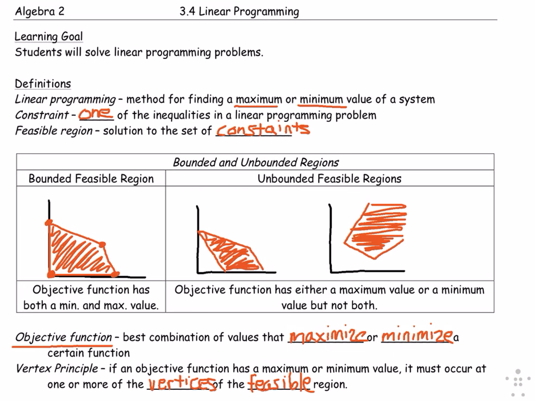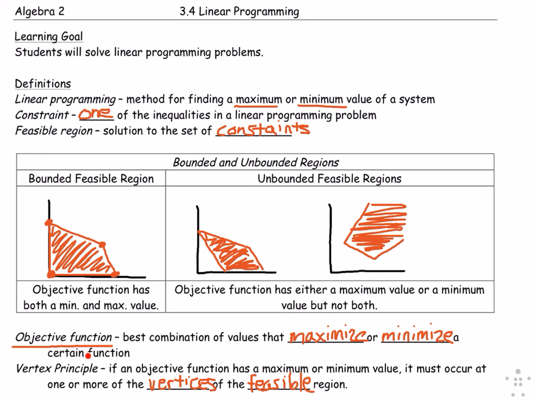Linear programming is one of my favorite Algebra 2 topics because of its extensive real-world applications. Linear programming is a method for finding a maximum or a minimum value of a system of inequalities known as constraints. The feasible region then is the solution, or all the overlap of those constraints or inequalities. So it could be bounded like a polygon, or it could be open-ended.